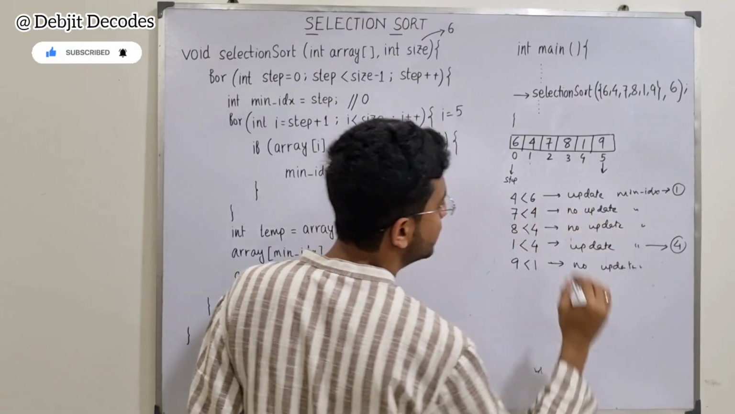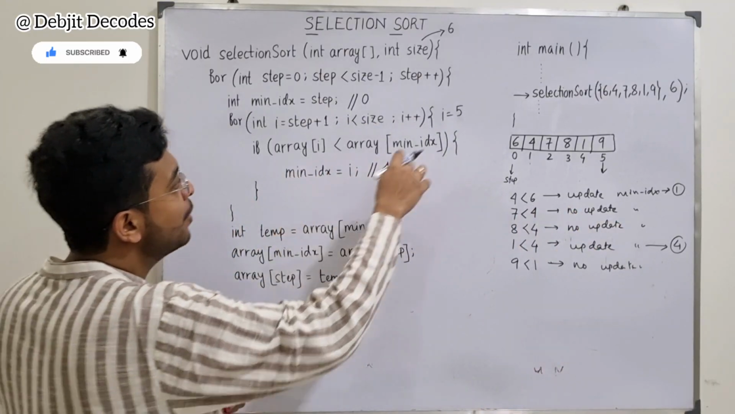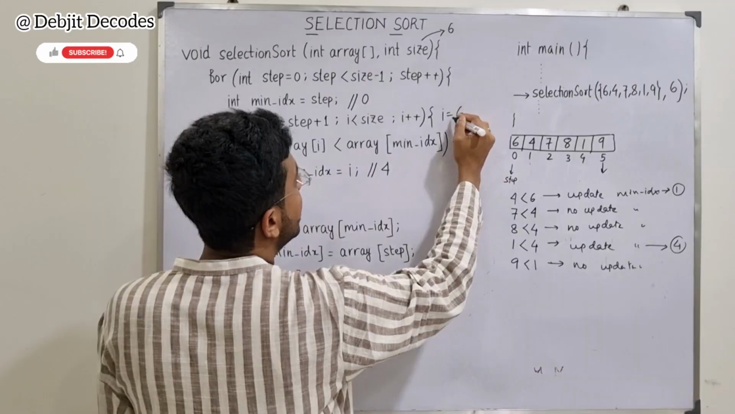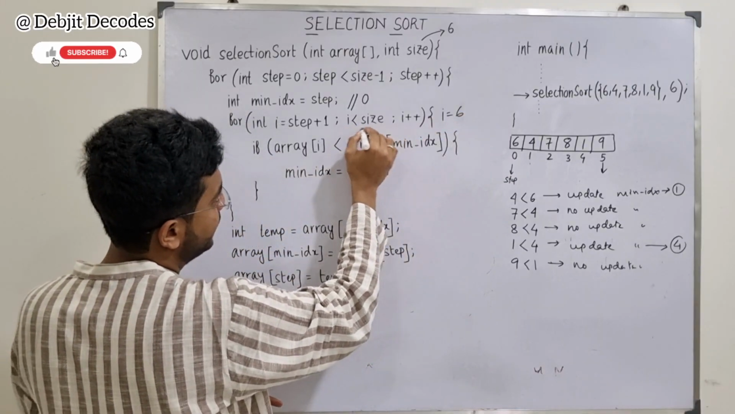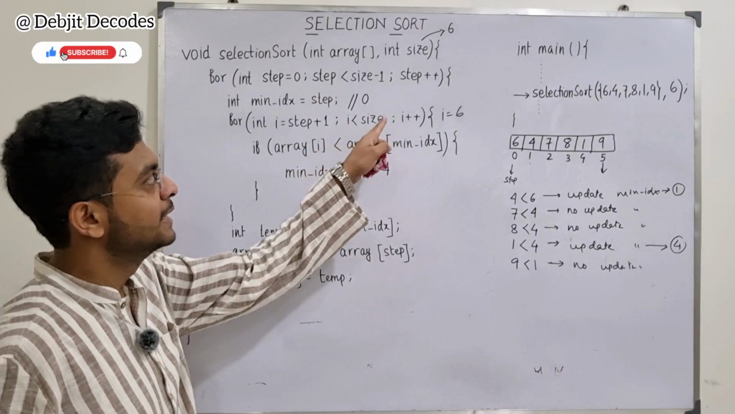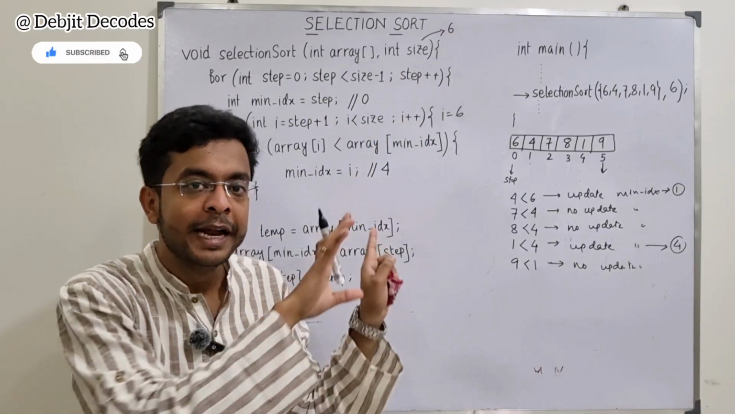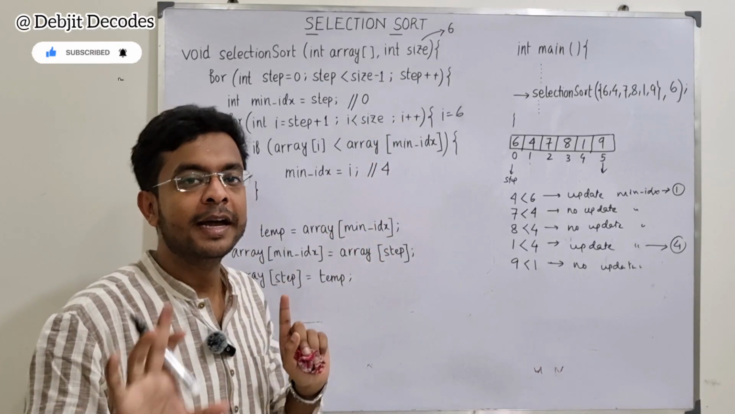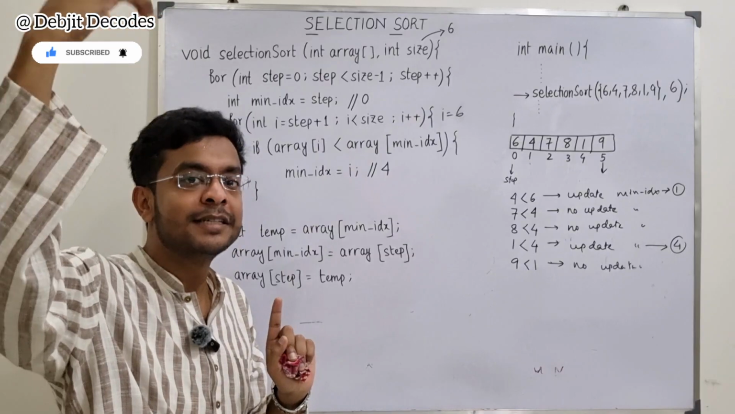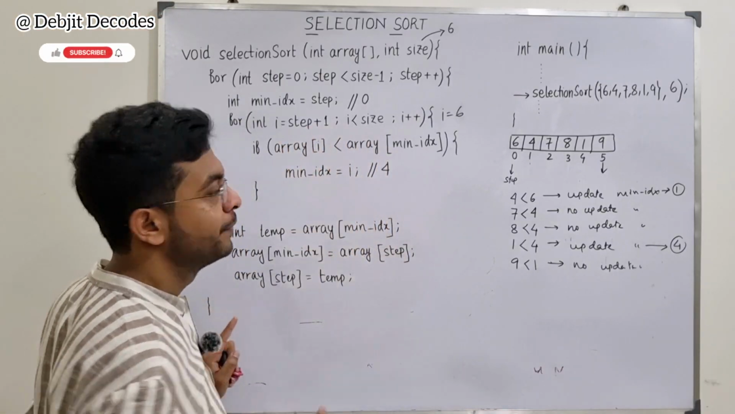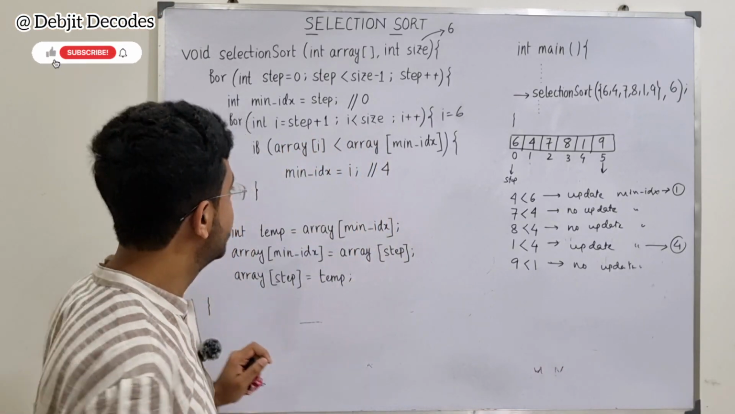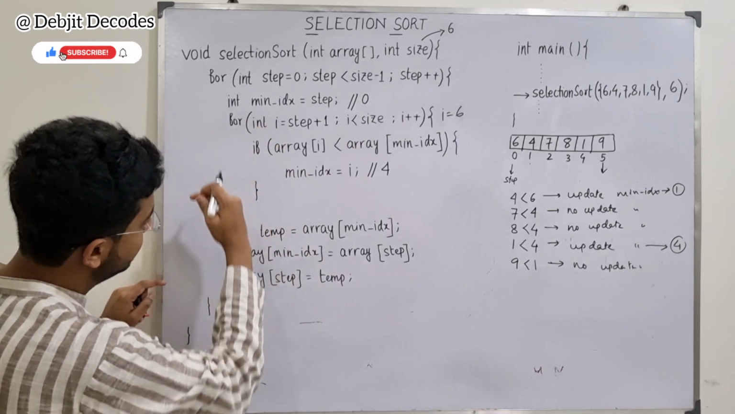So there is no update of min index. Now i becomes 6 and this condition, i less than size, is not satisfied, because what is size? 6, and 6 less than 6 is not satisfied. So it will not go further. The internal loop for the first external loop iteration will stop there. Right? Now it will come outside.